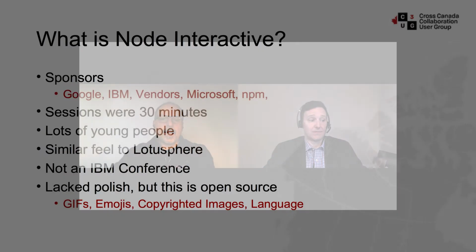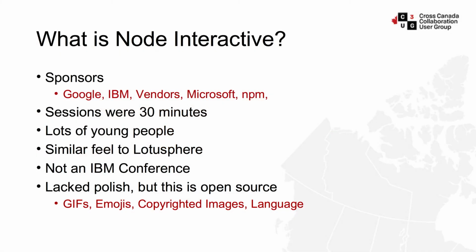Okay, moving on to the next slide. I already mentioned this quickly, the sponsors: Google, IBM, and a couple of vendors. There were only a handful of sponsors. There were probably under 1,000 people at this conference. It wasn't a lot of people. They had 3 sessions going at the same time, not the typical 10, 20, 30 at a time that we're used to with the larger IBM conferences.